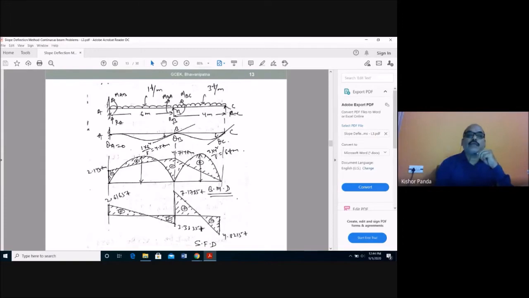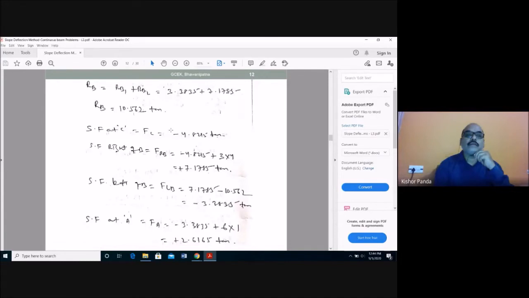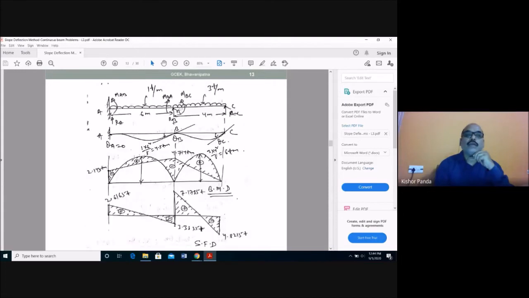So what is the shear force at C? Because here we have one upward reaction on the right side. You know the sign convention: a right side upward force is negative and a downward force is positive. So what is the shear force at C? Shear force at C is equal to minus RC, which is equal to minus 4.8215 ton.